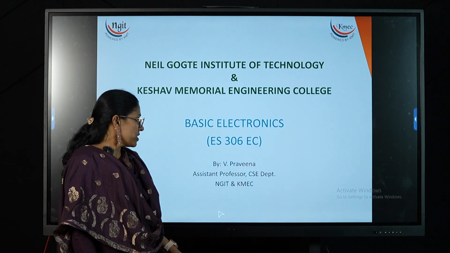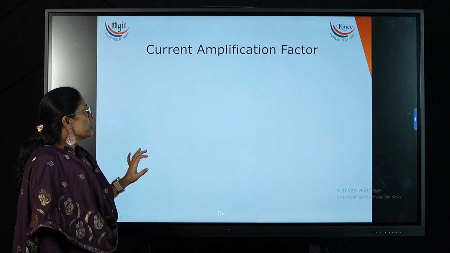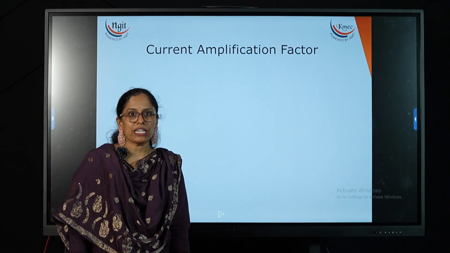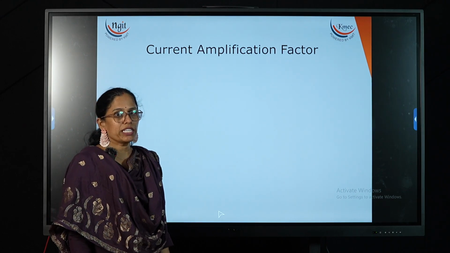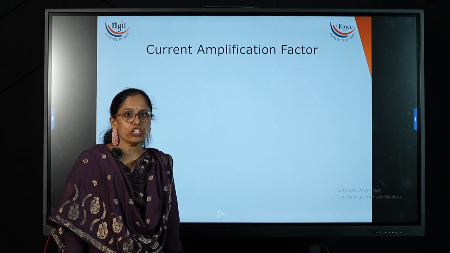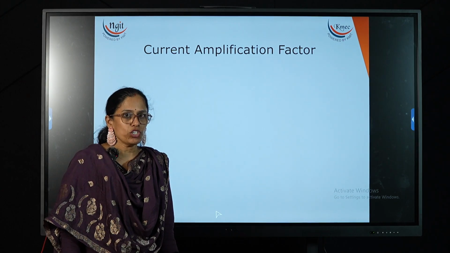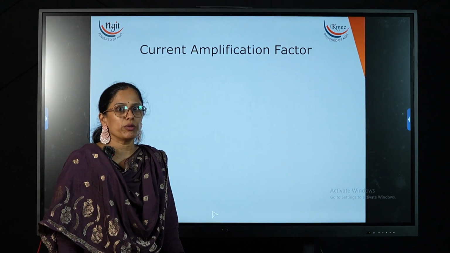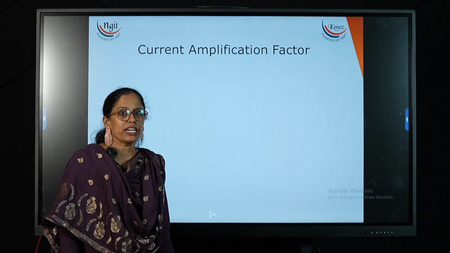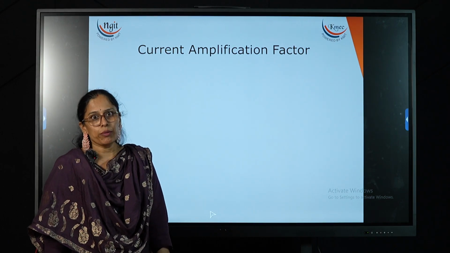In today's lecture, we study the current amplification factors. In our last lecture, we have seen the common base, common emitter, and common collector configurations. Today we will see the current amplification factor. For AC, it is the ratio of the change in output current to the change in input current. Coming to the DC current amplification factor, it is the ratio of output current to the input current.